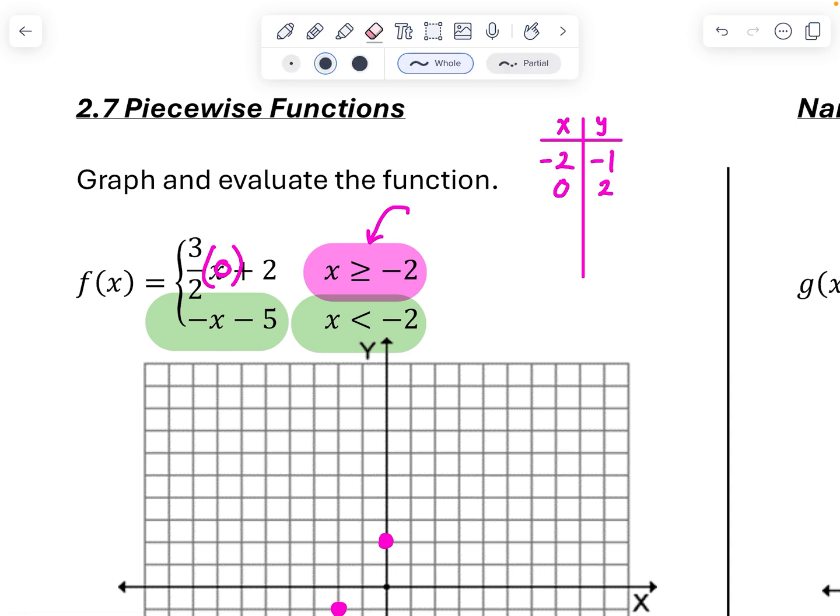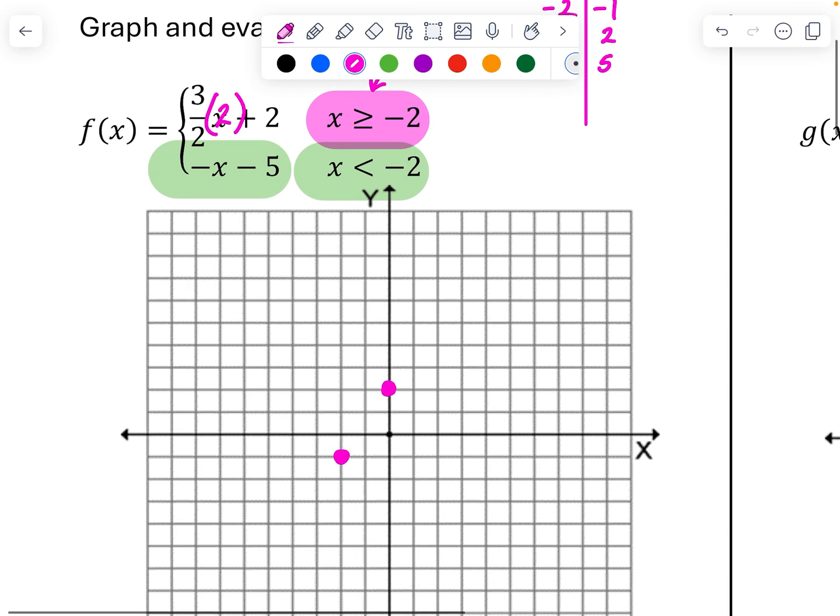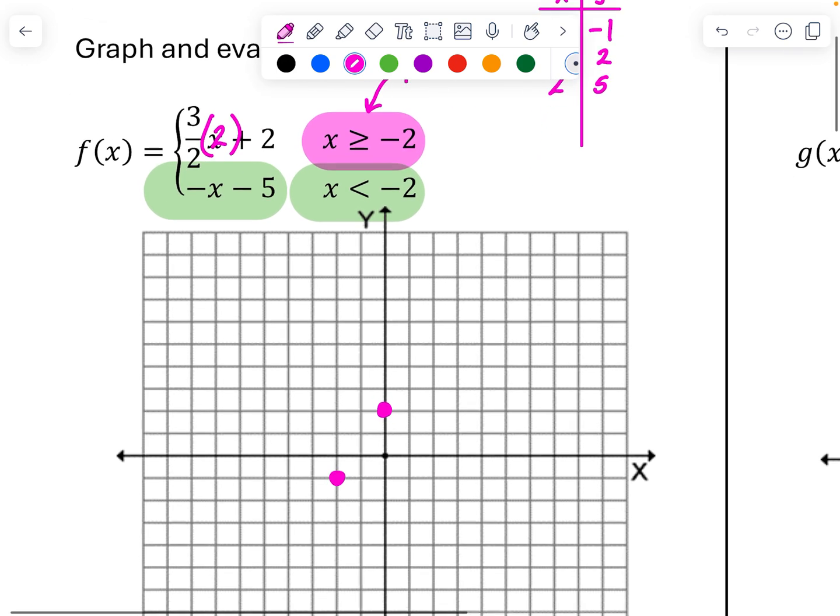Well, let's pick something bigger than 0. How about if I pick the number 2? If I pick x to be 2, then I get 5, so the ordered pair 2, 5, which would be right here. Or I could remember, frankly, that the rise of my line is 3 and the run of my line is 2, so if I go up 3 more and over 2 more, I get this point right here.